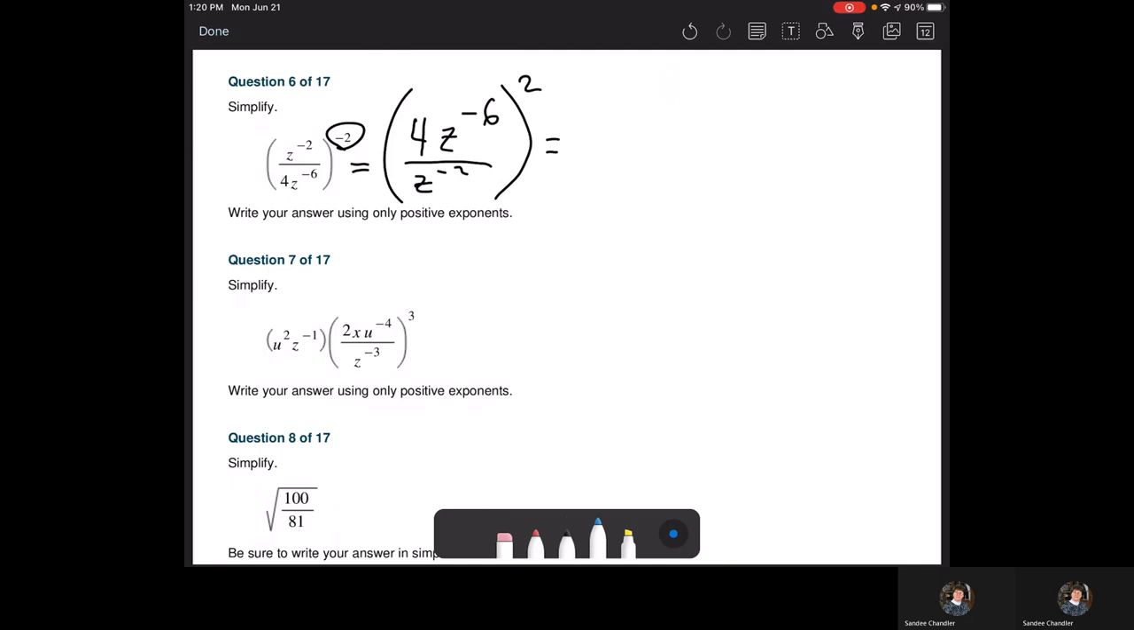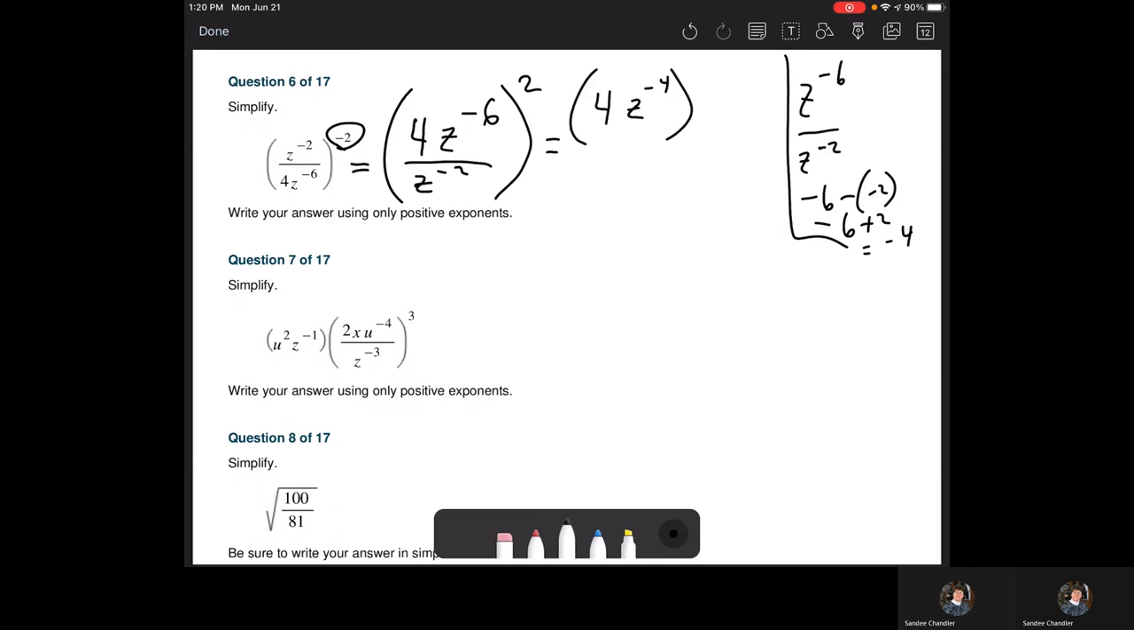Now, what I'm going to do is simplify the inside. So the 4 just kind of stays there. And I have z to the negative 6th. So if you want to, over here on scratch paper, you get z to the negative 6 divided by z to the negative 2. That's going to be negative 6 minus the negative 2, which is negative 6 plus 2. And that's going to give you a negative 4. We've got a z to the negative 4. So I simplified the inside.